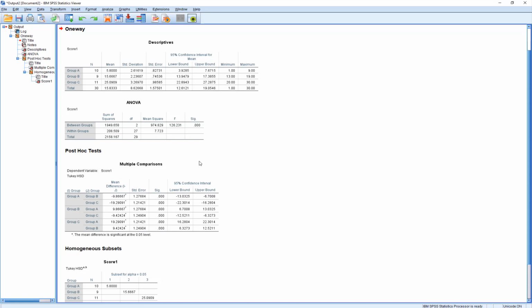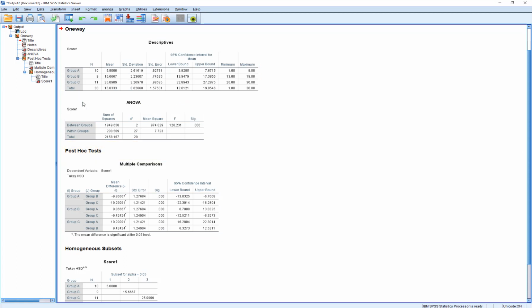And this new output appears, which gives me the one-factor ANOVA. The first table is our descriptive statistics. Here I can see Group A versus Group B versus Group C. There were 10 in Group A, 9 in Group B, and 11 in Group C. These are the number of people within that group. The mean for Group A was 5.8, the mean for Group B was 15.6, and the mean for Group C was 25.09. The standard deviations are right next to it.